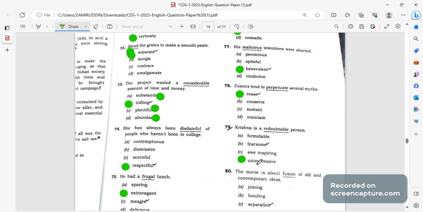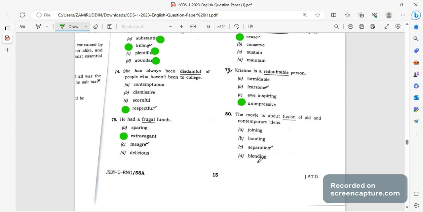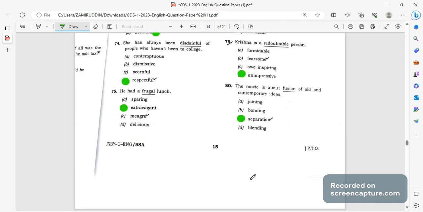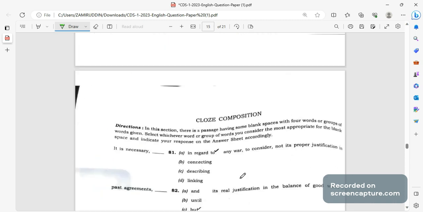The movie is about fusion of old and contemporary idea. Fusion matlab uska collaboration together. You are mixture, fusion. So separation will be the right answer. We saw this question again. देखो, blend का separate and fusion is also separation. We'll move ahead to the close comprehension.